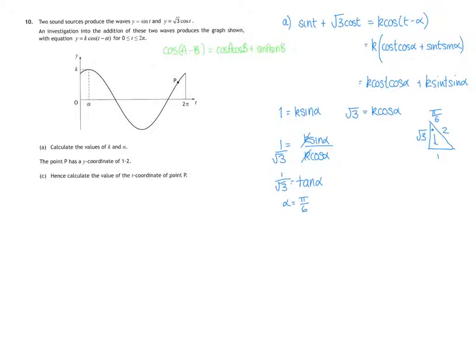Okay, and then we also have to find our value of k. From this same exact value triangle, we know that 1 equals k sine alpha. And we know that the sine of pi over 6 is opposite over hypotenuse, so sine alpha is a half. So 1 equals k times a half, so k must be equal to 2.